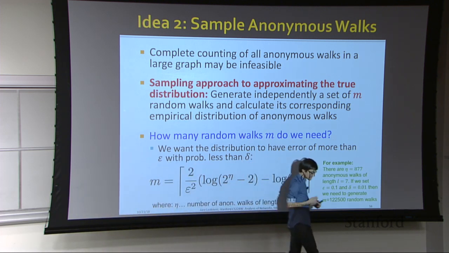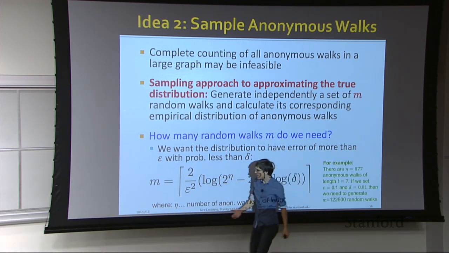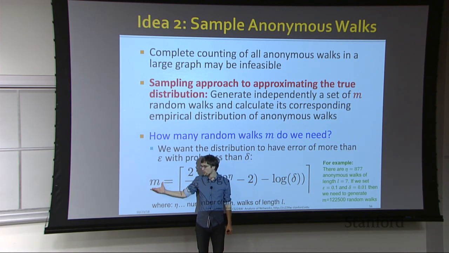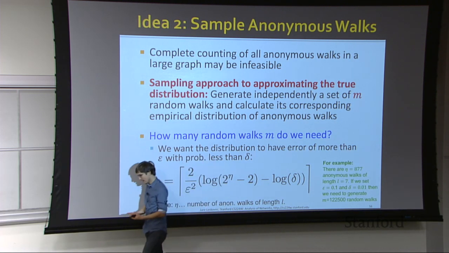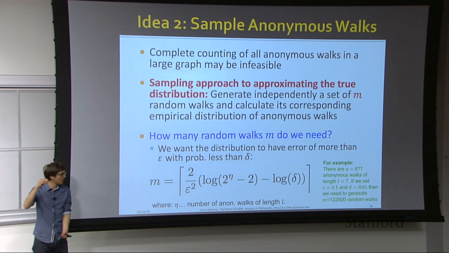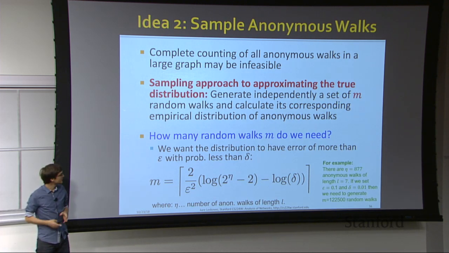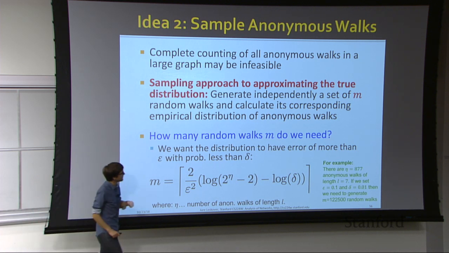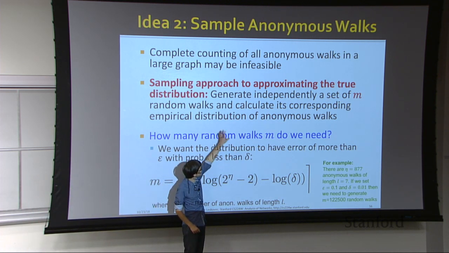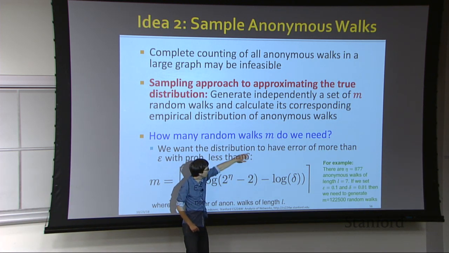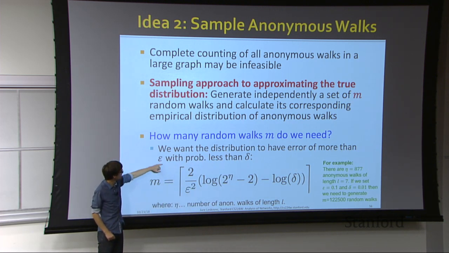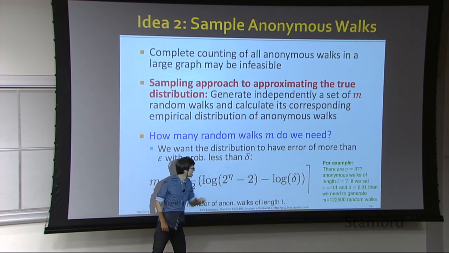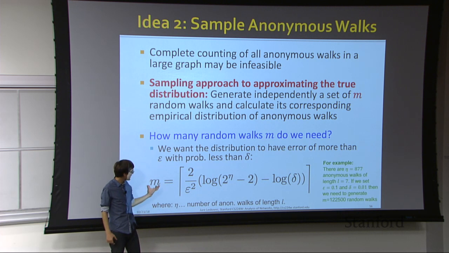What is beautiful is that you can actually compute how many walks you need to estimate your distribution over anonymous walks to a certain degree. You get this classical epsilon delta argument where you say, I want the distribution that I estimate through this sampling to have error of no more than epsilon with probability less than delta. How many walks do I need?